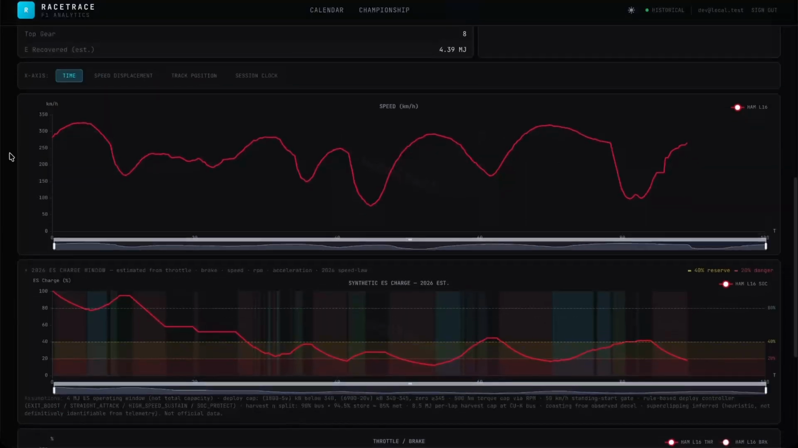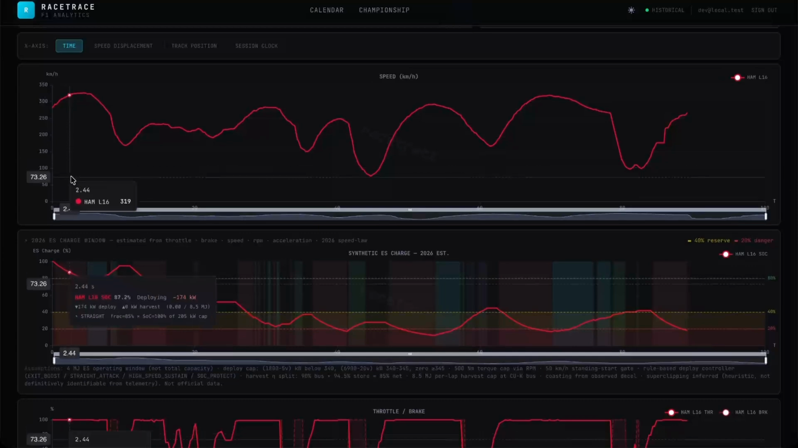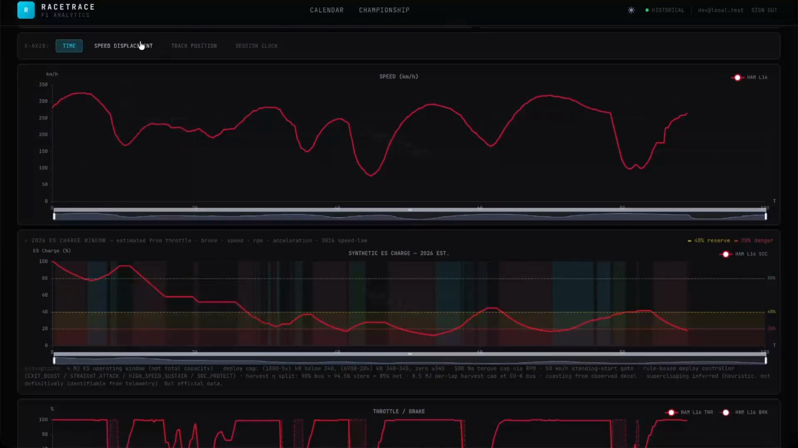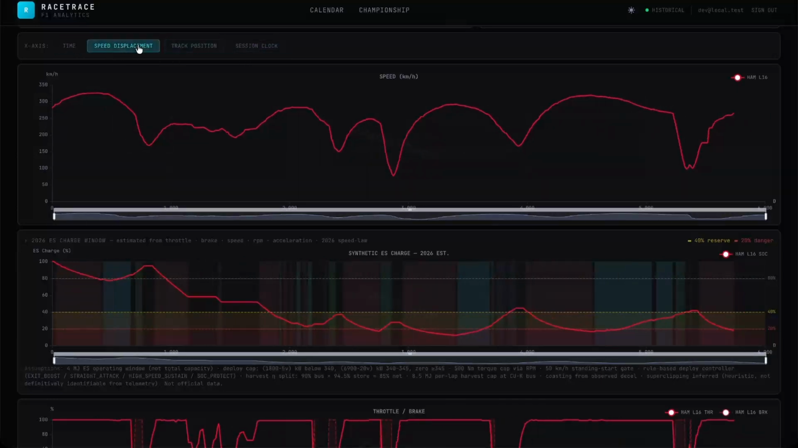So moving on to data analysis, we can see the speed trace over time. We can analyze it from different perspectives. We can look at it from the time on the lap. We can look at it on the session clock. We can look at it based on an estimate of track position and also based on speed displacement.